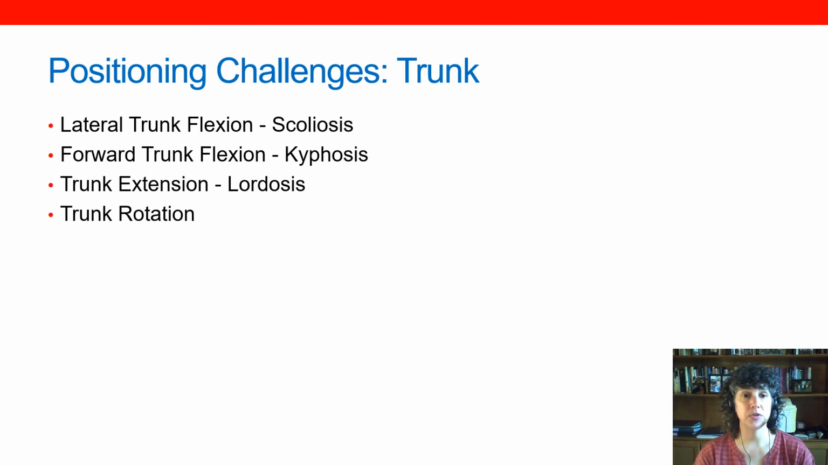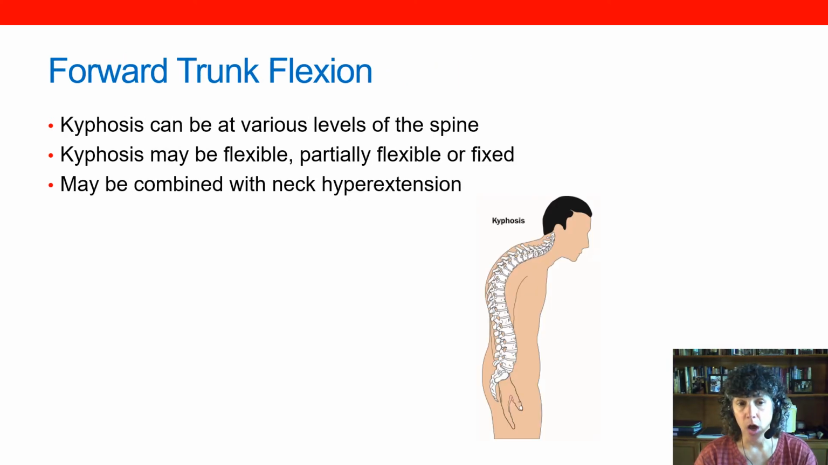Let's talk about positioning challenges we may see at the trunk in people who have increased tone. And these include lateral trunk flexion, forward trunk flexion, trunk extension, and trunk rotation. These can be flexible or reducible. They could be non-flexible or fixed, sometimes called non-reducible. It could be that these are seen in combination as well. So let's start with kyphosis.